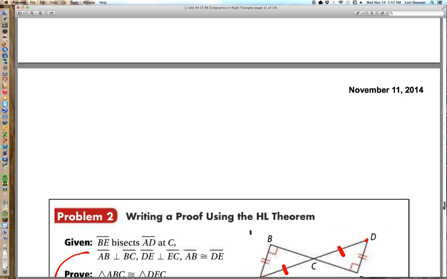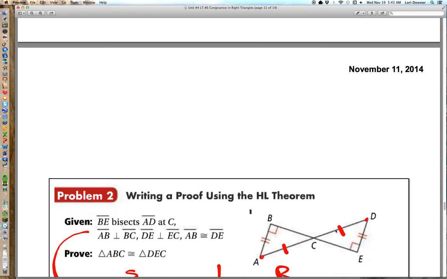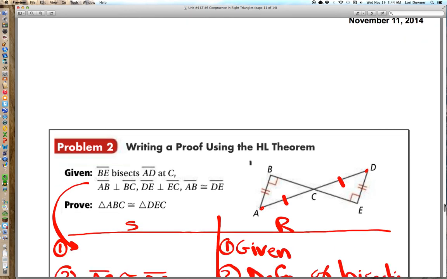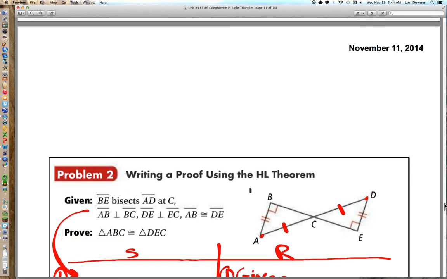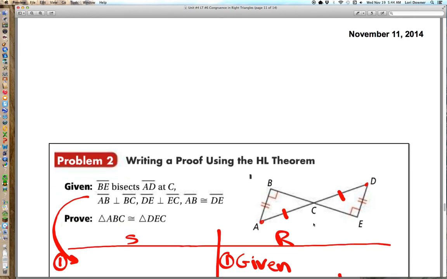Let's look at another proof. Disregard these red markings here. BE bisects AD at point C, and we know AB is perpendicular to BC, and DE is perpendicular to EC, and we know AB is congruent to DE. Are the triangles congruent? Well, first we'll write the given. Then, we've got these two congruent.